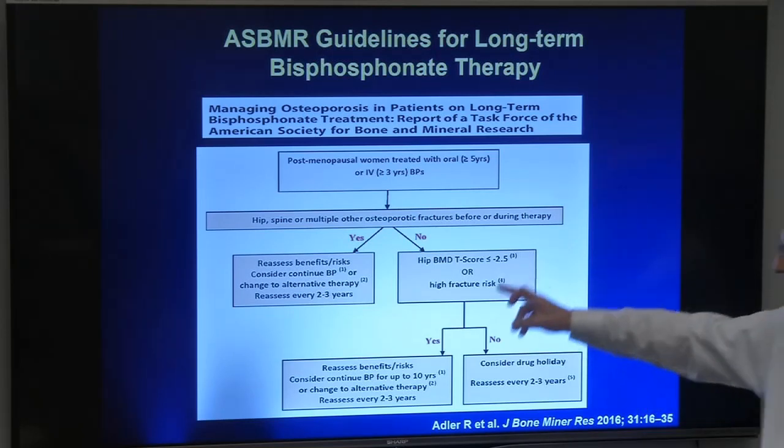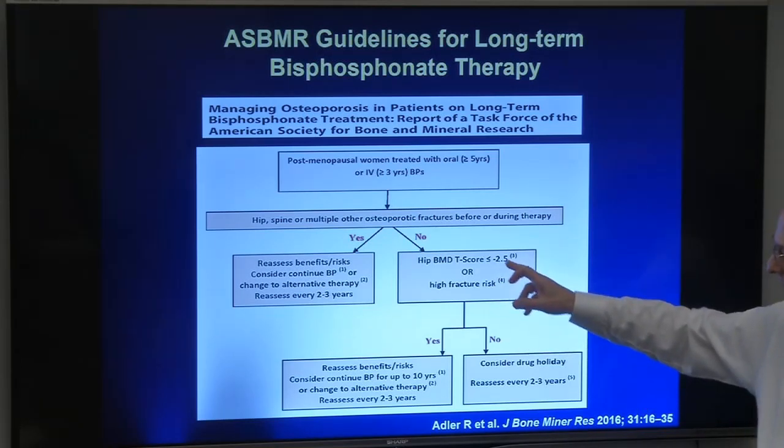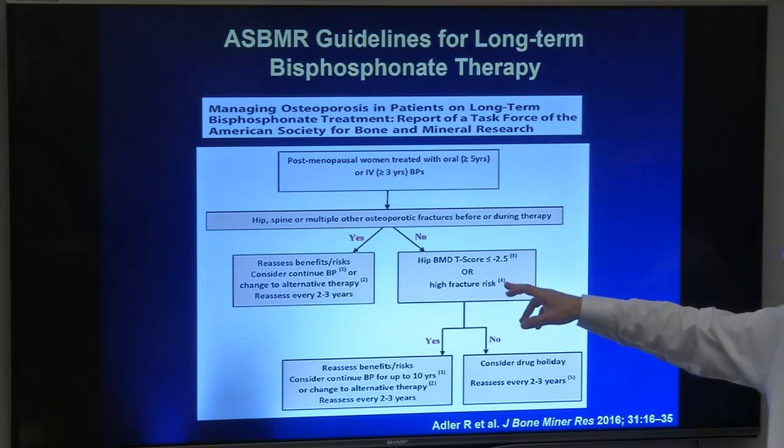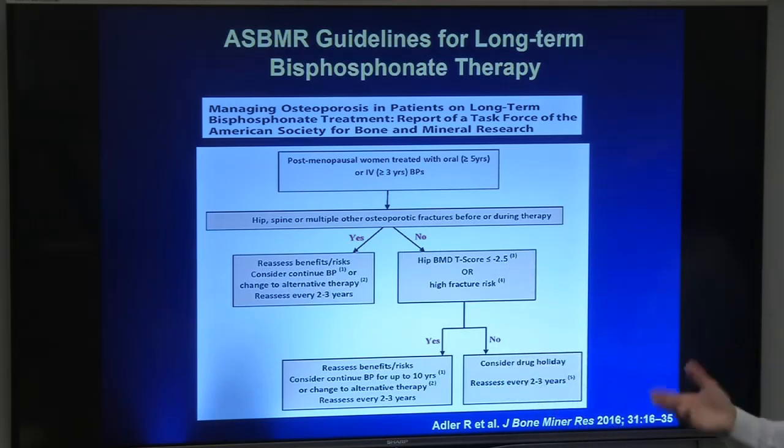If the answer is yes, she's still at high risk based on the T-score and other risk factors, then you would reassess benefits and risk, continue perhaps up to 10 years, or change to alternative therapy and reassess. So that's reasonable, logical, and it perhaps takes into account the fact that there are long-term benefits to using bisphosphonates, but then there are issues that we've talked about before that might give you some pause.